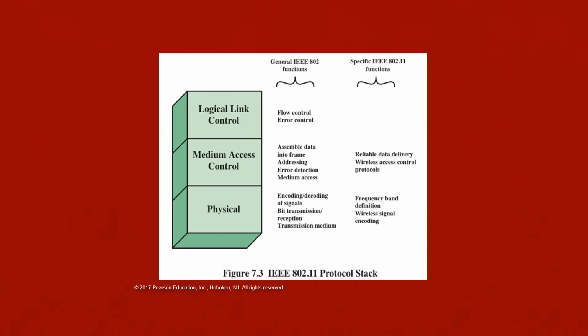In general, the MAC layer performs the following functions. On transmission, assemble data into a frame known as a MAC Protocol Data Unit, MPDU, with address and error correction fields. On reception, disassemble the frame, perform address recognition and error detection. Govern access to the LAN transmission media.